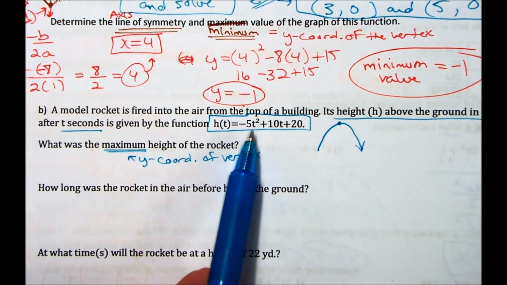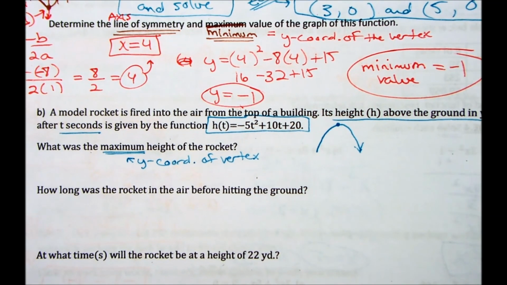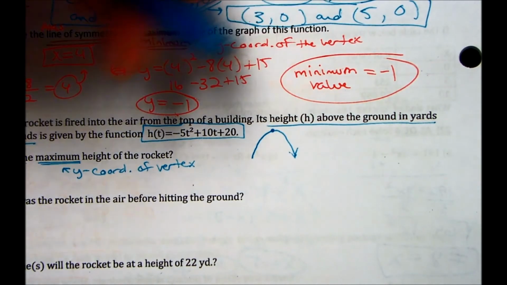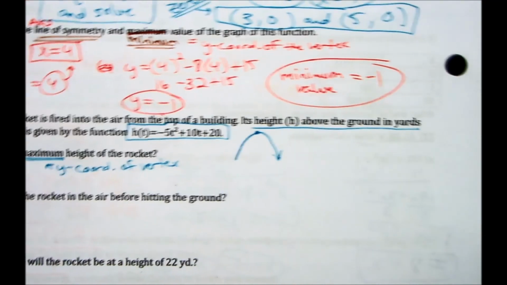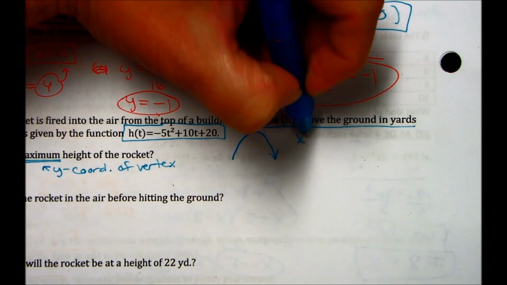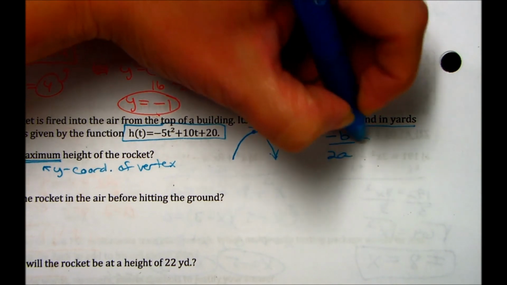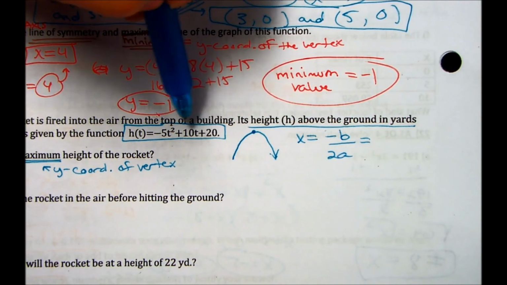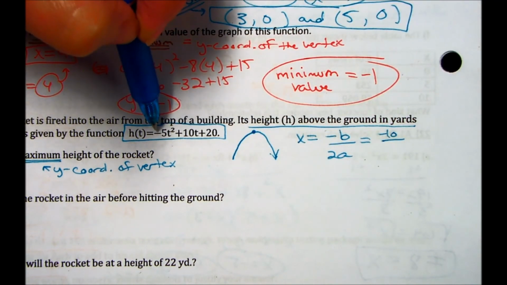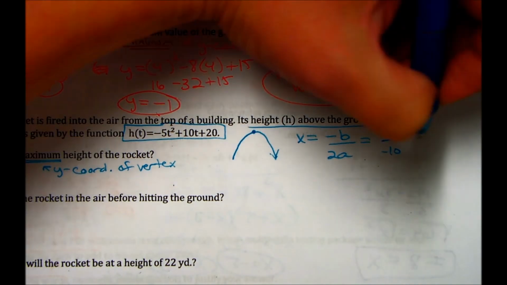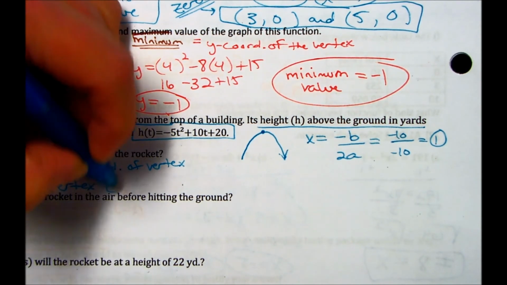Okay, well, in this equation, we don't necessarily know the vertex. It's not in vertex form. So in order to find the y-coordinate of the vertex, we first have to find the x-coordinate of the vertex. So we're going to use that equation again that says the x-coordinate of the vertex, or also your axis of symmetry, is x equals negative b over 2a. Again, negative b means the opposite of b. So if b is 10, the opposite would be negative 10. And then 2 times a is negative 5, so 2 times negative 5 would be negative 10 again, which gives us 1. So the x-coordinate of the vertex is 1.